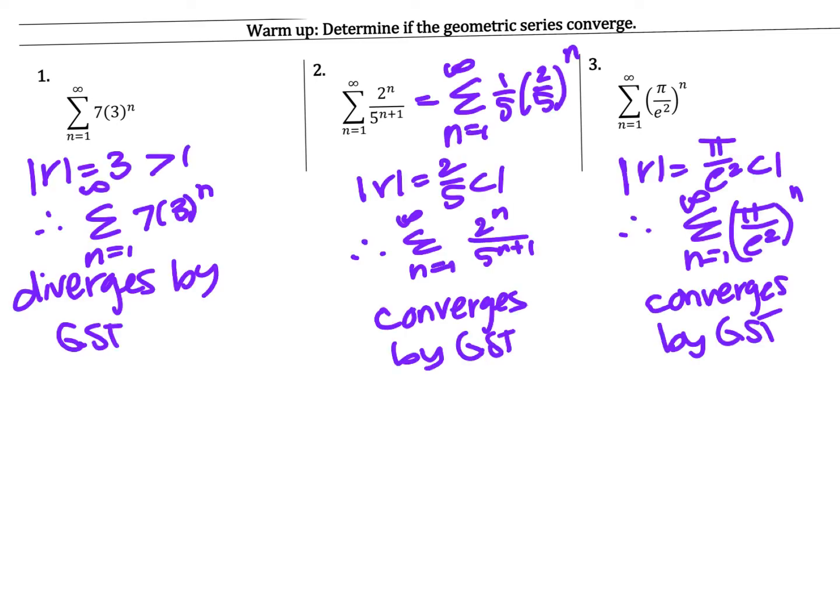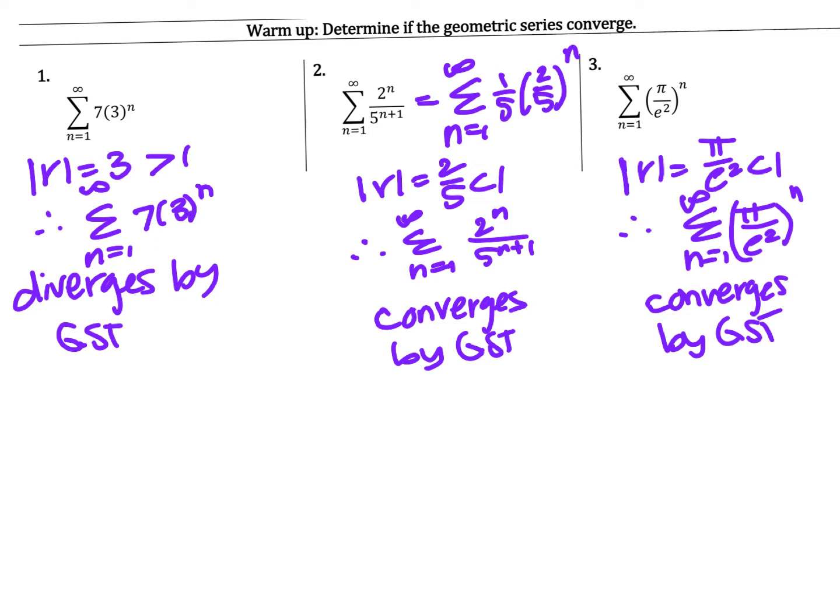So remember, all that we need in order to use the geometric series test is to be able to identify that we do in fact have a geometric series, what the absolute value of the ratio is, and whether that ratio is greater than or less than 1. If it's greater than 1, like in example 1, that's going to diverge by the geometric series test. And if it's less than 1, like in both numbers 2 and 3 here, then it's going to converge by the geometric series test.